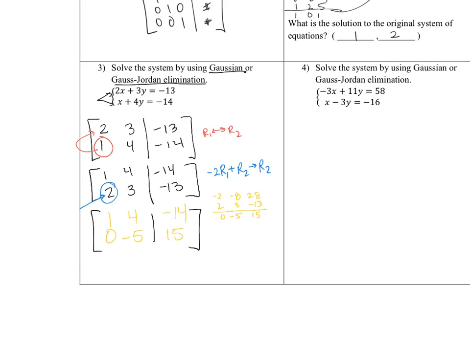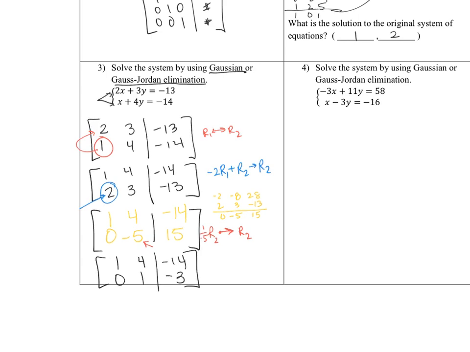So then my next step would be to try and make the -5 turn into a 1. So when I want to make a 1, really that's multiplying by something. So I'm going to take row 2 and multiply it by, let's divide by -5. So that'll be multiplying by -1/5. And that will make my new row 2. So that will turn into, the first row staying the same, 1, 4, -14. The bottom row would be 0, 1, and then -3.